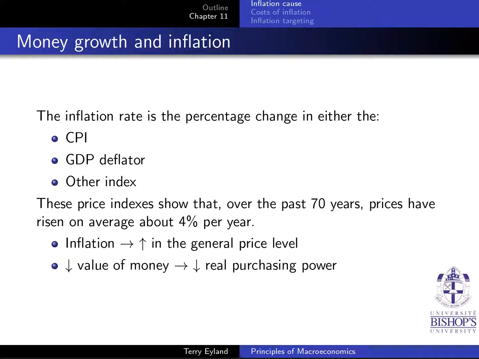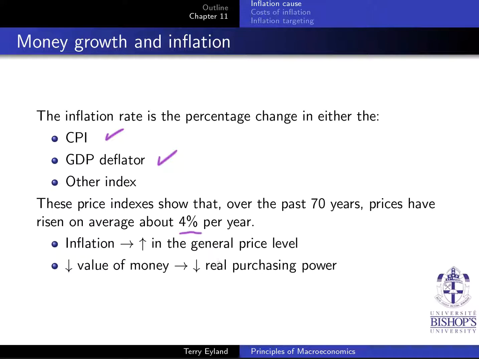The inflation rate, as we've talked about before, we've seen in different chapters. In chapter 6, we learned how to calculate it using the CPI approach. In chapter 5, we saw the GDP deflator approach. And there are other ways of measuring inflation. These price indexes show that over the past 70 years, prices have risen on average about 4% per year.